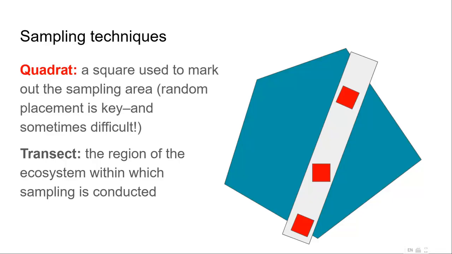A transect is essentially the region of the ecosystem within which sampling is conducted. In this example, this area here is the transect. The teal pentagon here is the entire ecosystem. The transect is something that the researchers would mark out and say, okay, we're going to place the quadrats down in this transect, along this transect. Just some different terminology there for you.